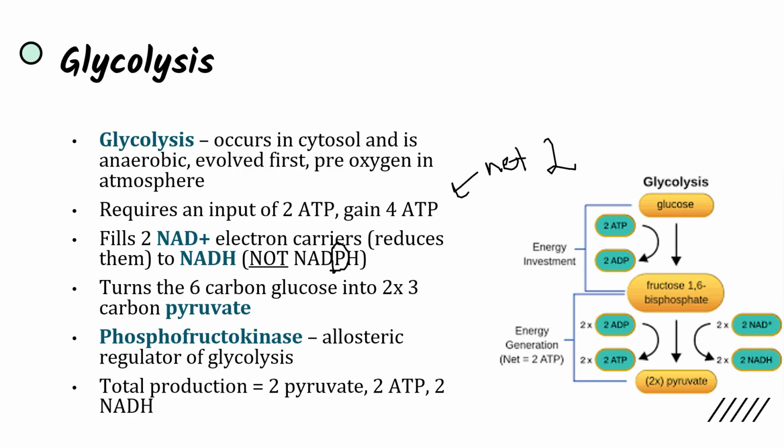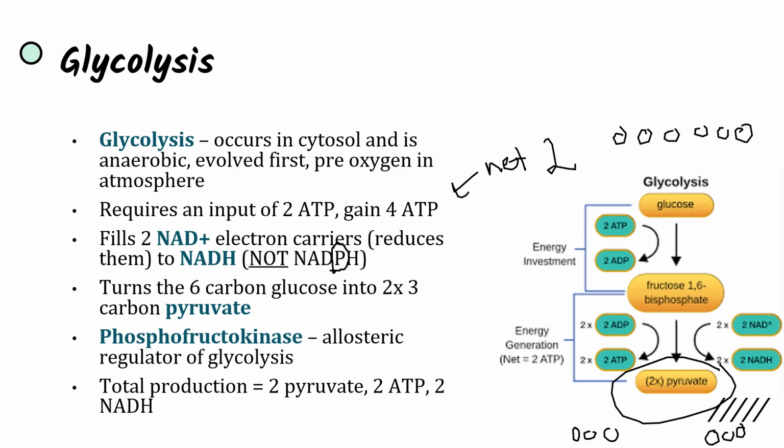So if we take a look here at the steps of glycolysis, there's going to be an energy investment phase where 2 ATP are used up and turned into ADP. And then there's an energy generation phase where 2 ATP are gained, 2 NADHs are gained, and 2 pyruvates are gained. The 6-carbon glucose that we've had has split up into 2 3-carbon molecules.